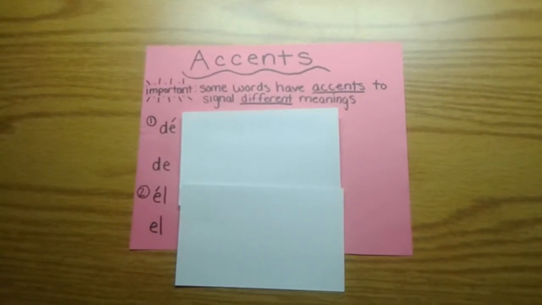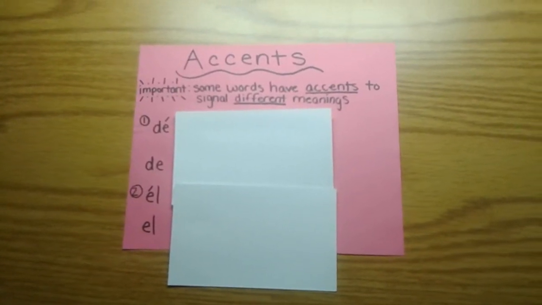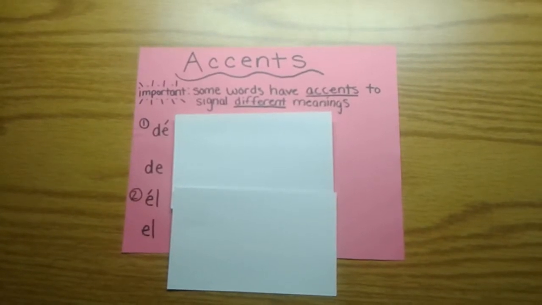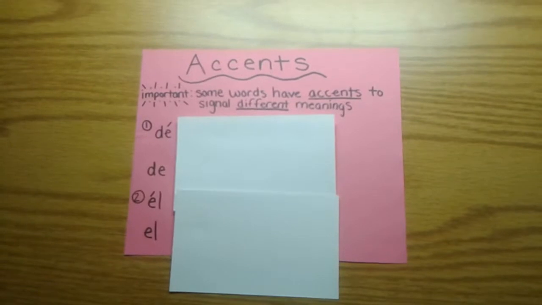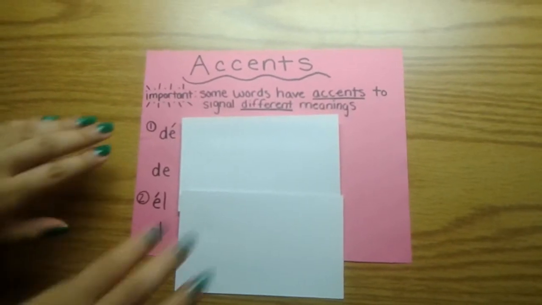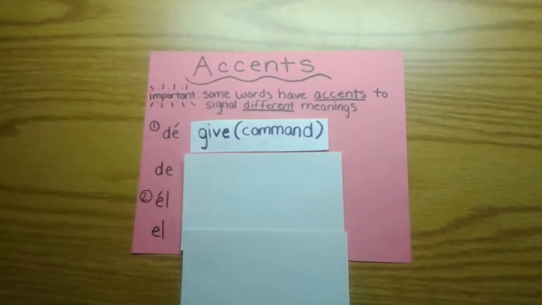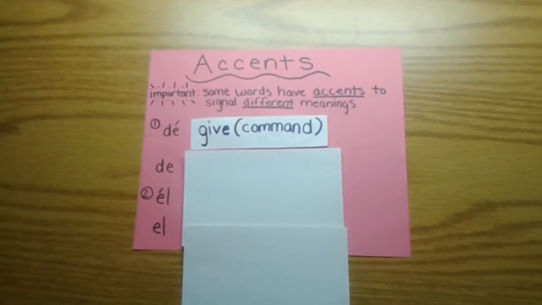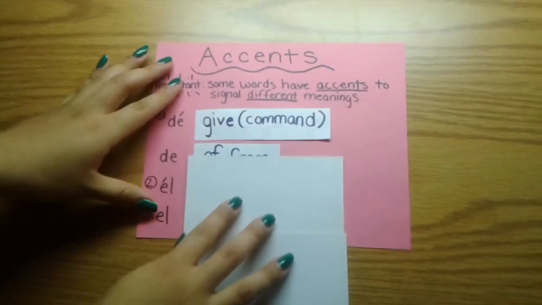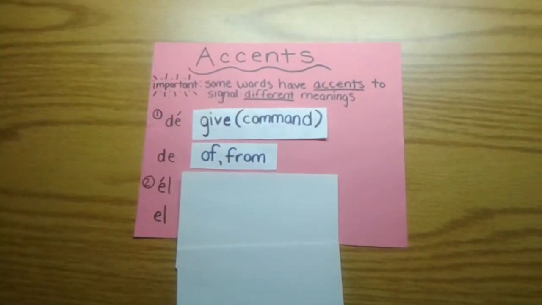The first word is dé. The difference between the first one and the second de is that it has an accent on the E. The first word means give. It's a command. The second de means of or from.